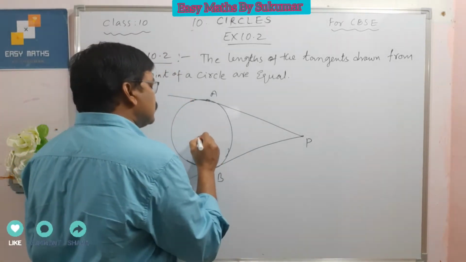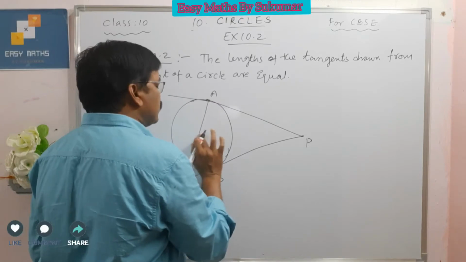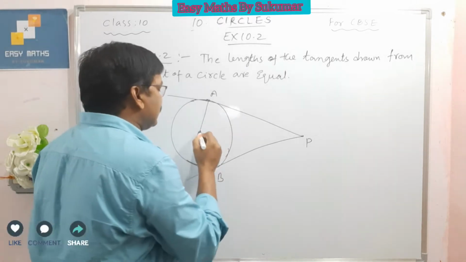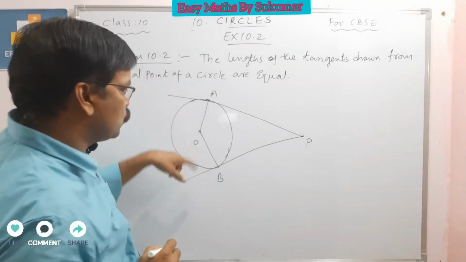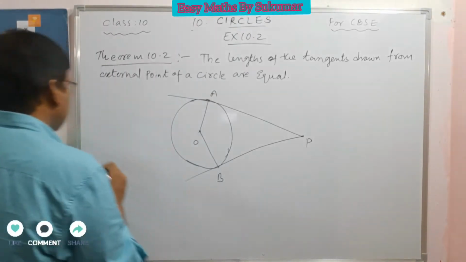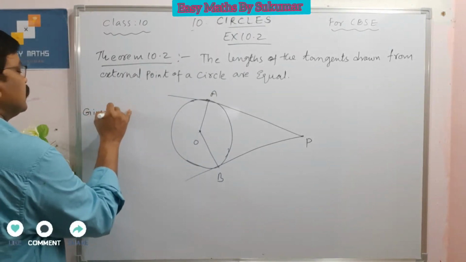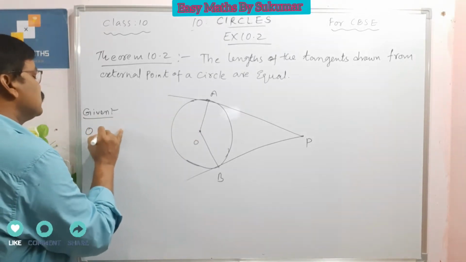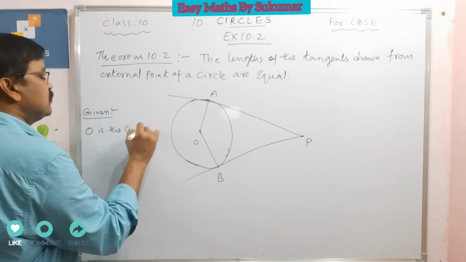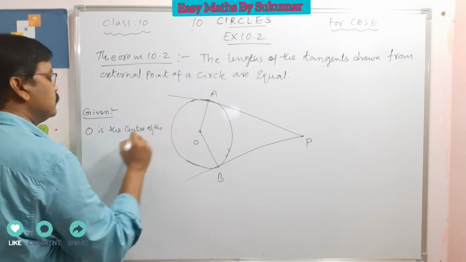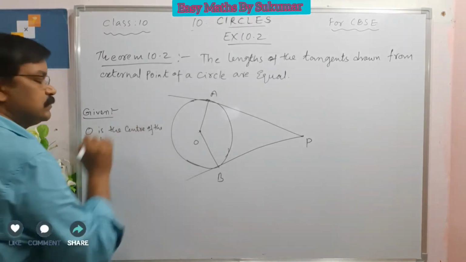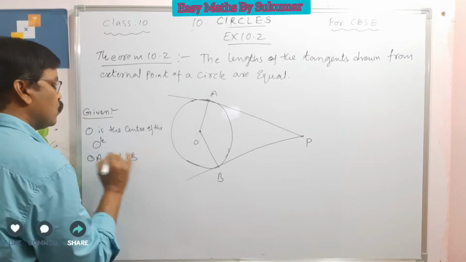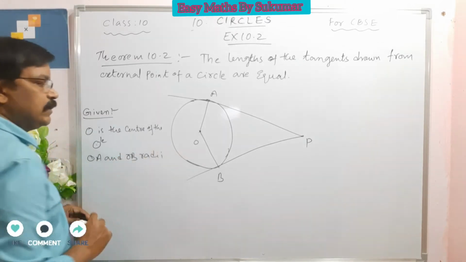So my dear students, this is the center of the circle. What is OA here? The distance between the center of the circle to the point on the circle. That is the radius. So OB is also a radius, OA and OB. Okay. So what is given here? Here O is the center of the circle, and OA and OB are the radii of the circle.